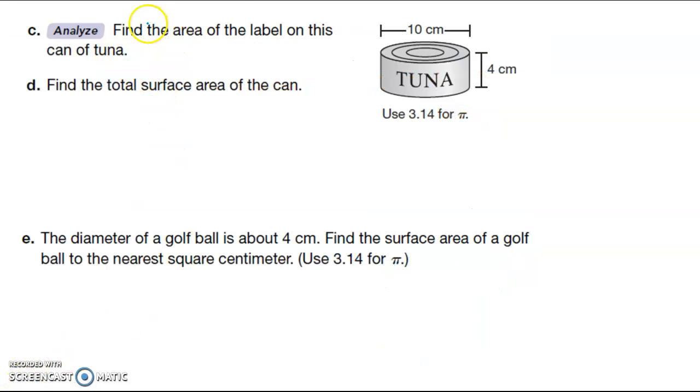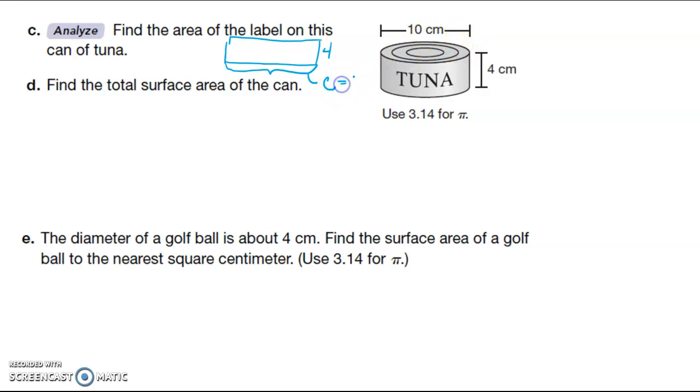Okay. C says find the area of the label on this can of tuna. So the label is just this part. Okay, and let's say I cut the label off, it's going to look like a rectangle. Okay, and the height is going to be 4, but this side is going to be the circumference of this circle, because that's how long the label is going to be.